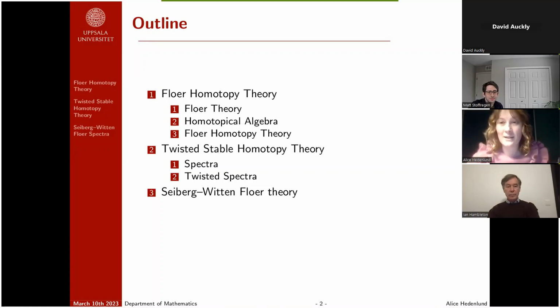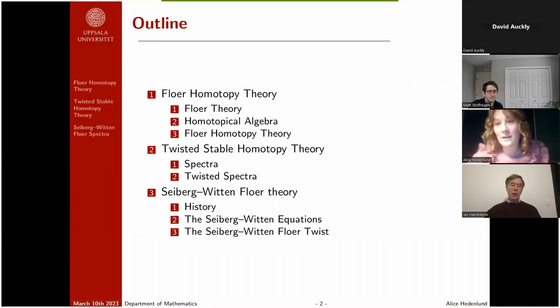After that, I want to apply it to Seiberg Witten Floer theory. So I want to give some brief history of this program. I want to discuss the Seiberg Witten equations briefly. And then I want to give a sketch of where the twist in the picture is coming from, basically. Good. Feel free to ask questions and things like that during the talk.